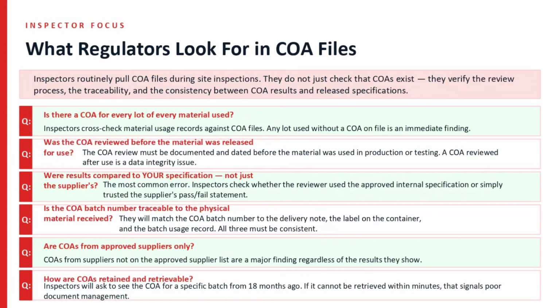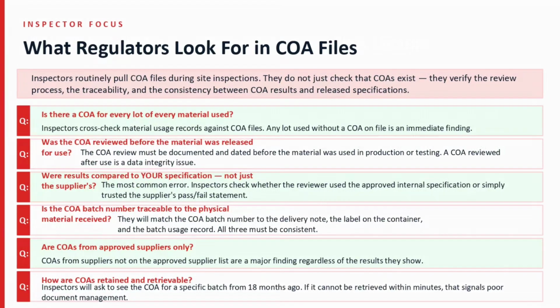And the sixth question is how quickly COAs can be retrieved. An inspector will name a specific batch from the past and ask to see the COA. If it takes your team more than a few minutes to find it, that is a sign of poor document management and triggers further investigation of your records system.